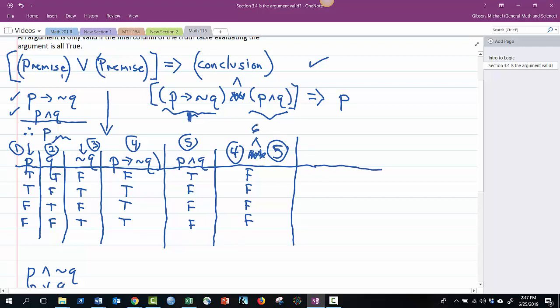This is column 6. And so then our final thing is that column 6 gets a double arrow for P, right? And again, this is just an if-then. If-then is only false when it's true implies false, right? Well, if you look over here in column 6, it's never true. So this is the only place where it could be false, and that never happens, right? So these are all true.